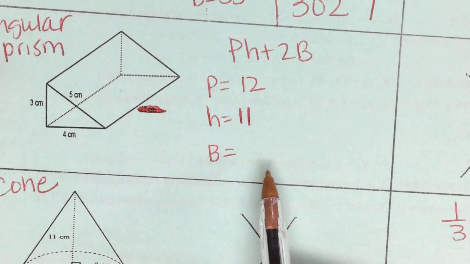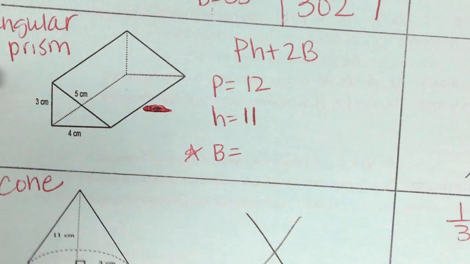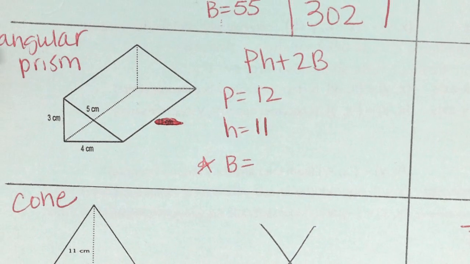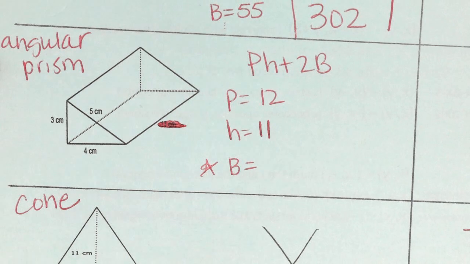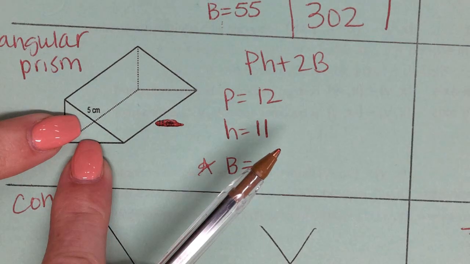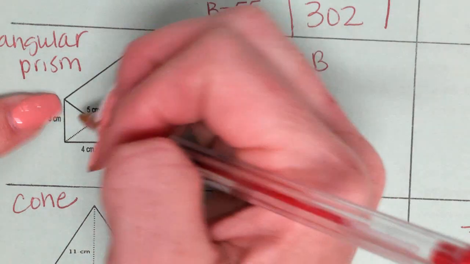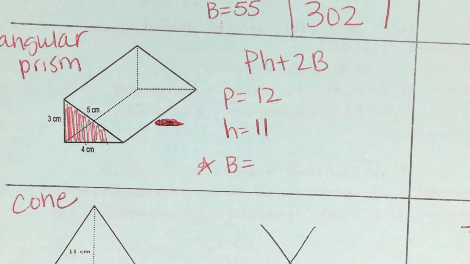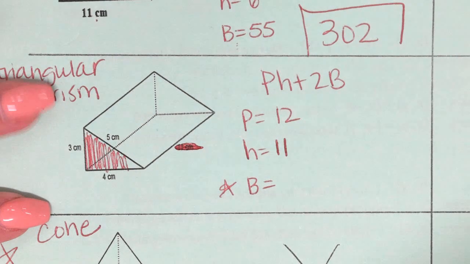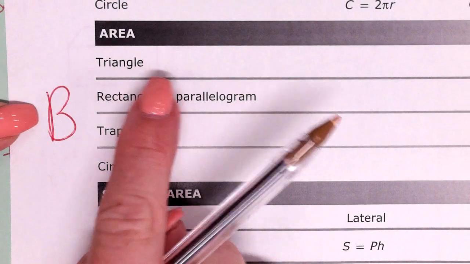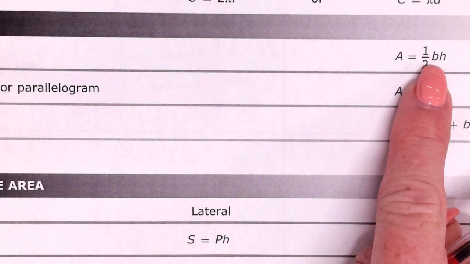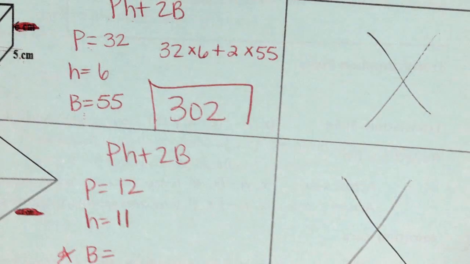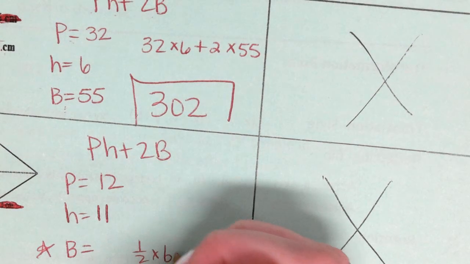This is the hardest part. This is the part everybody freaks out on. They want to just multiply two numbers because they're used to rectangles. But that's not a rectangle. What is this base right here? It's a triangle. So when I go to big B, what do I need to find? Triangle. What does the formula say to do? 1/2 times B times H. That's my thing. 1/2 times B times H.